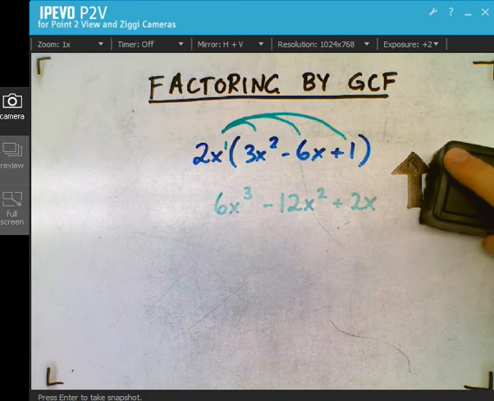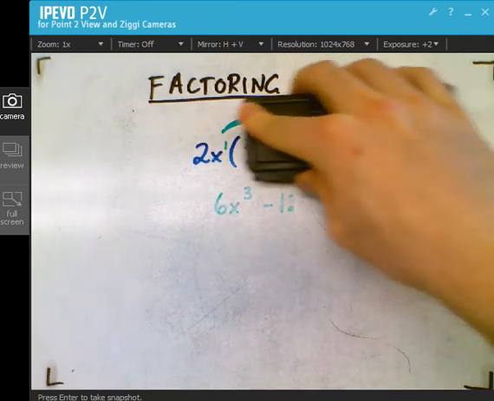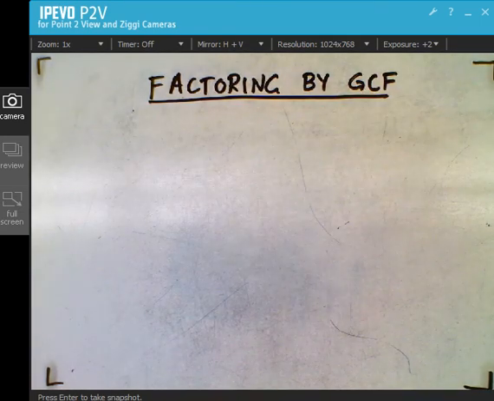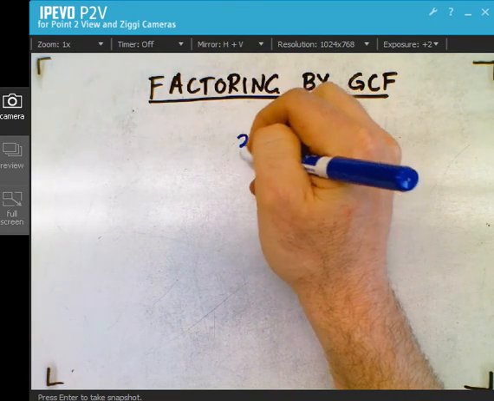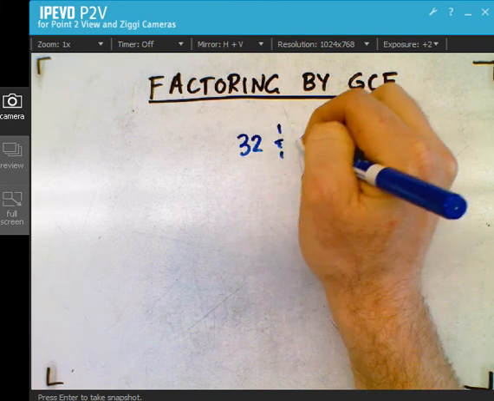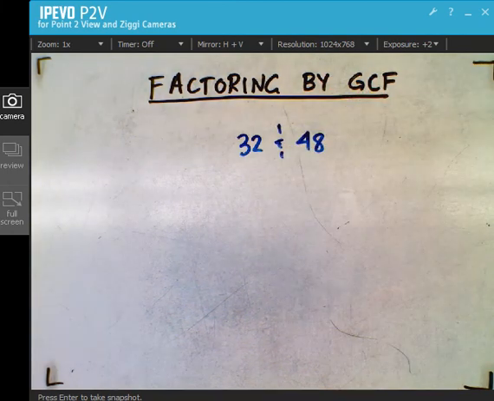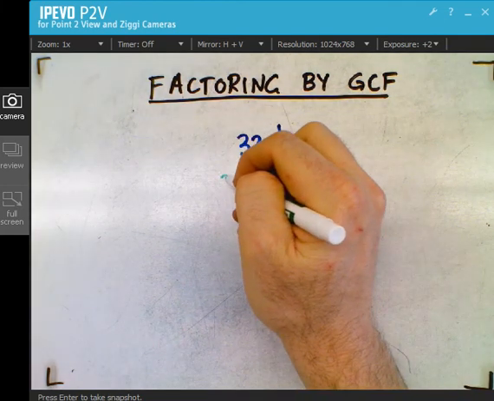So let's begin by talking about factoring by greatest common factor. Let's start with numbers, which is something you've probably done before. Let's say I asked you to find the greatest common factor of 32 and 48. In order to do that, you would have to determine what all the factors are of 32 and 48.